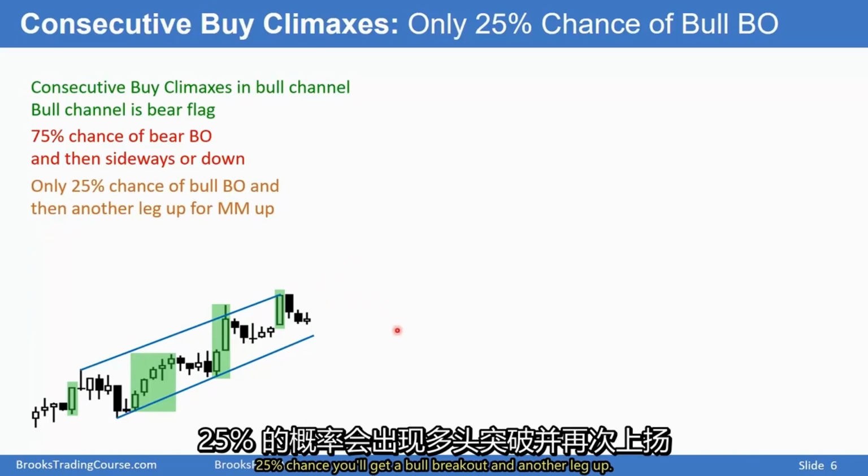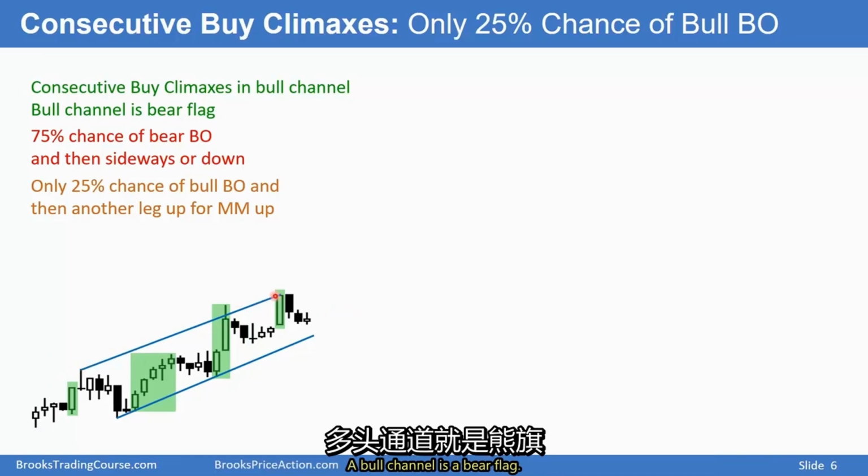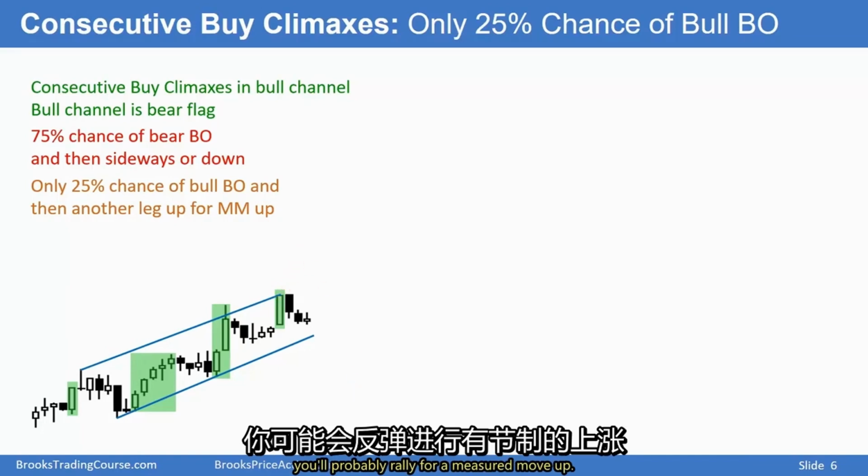25% chance you'll get a bull breakout and another leg up. If you do get the bull breakout, you have to be thinking about a possible measured move. A bull channel is a bear flag. If you get a bull breakout above the bear flag, you'll probably rally for a measured move up.